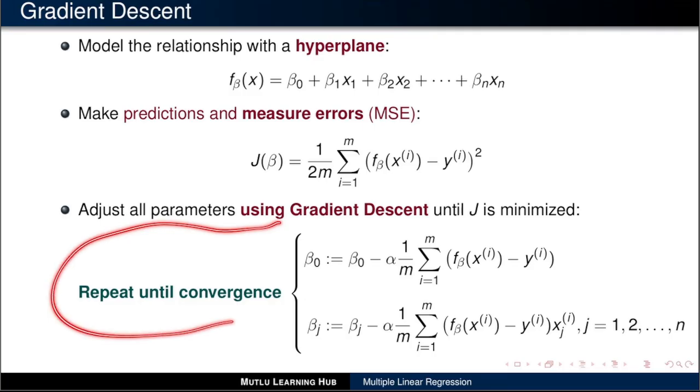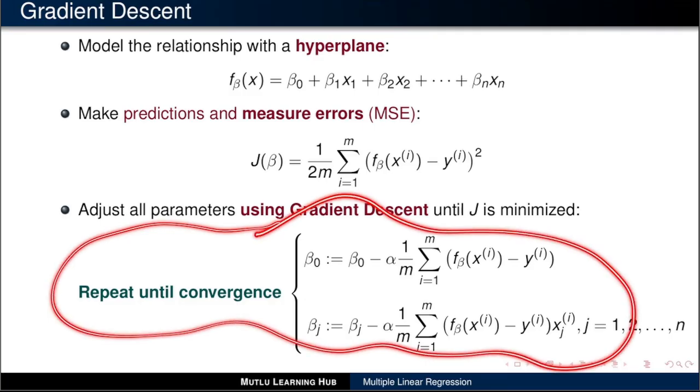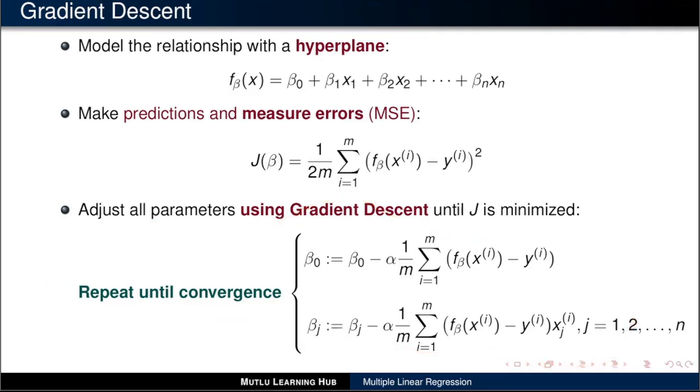And this is how the update rule looks. Again, here in the sum, we multiply by the values xj^i. This ensures that parameters connected to more influential features get adjusted appropriately. In other words, gradient descent tunes every coefficient based on how much the feature contributes to the prediction error.